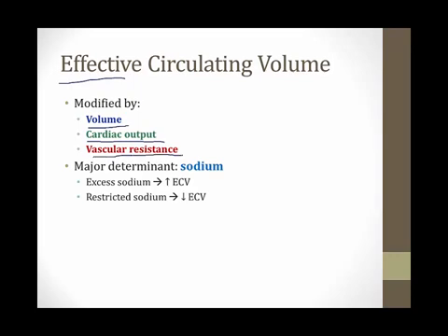You can also modify your effective circulating volume by changing the vascular resistance. If there's a significant drop in vascular resistance, this can lead to a very low blood pressure and a very low effective circulating volume, even though there has been no change in the total volume of fluid in the body. And under normal circumstances, the major determinant of your effective circulating volume is your sodium intake. If you consume excess sodium, you raise your ECV, and if you restrict your sodium consumption, you lower your ECV. And we're going to talk about this in detail later in this video.